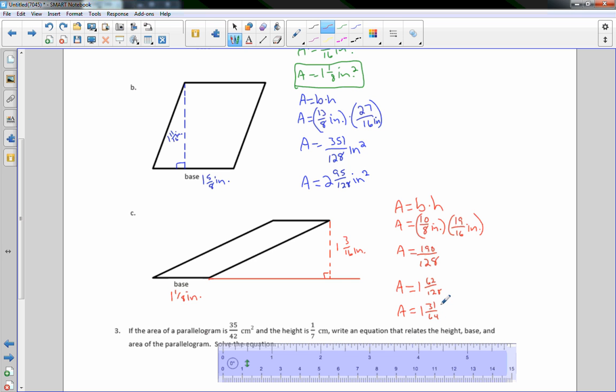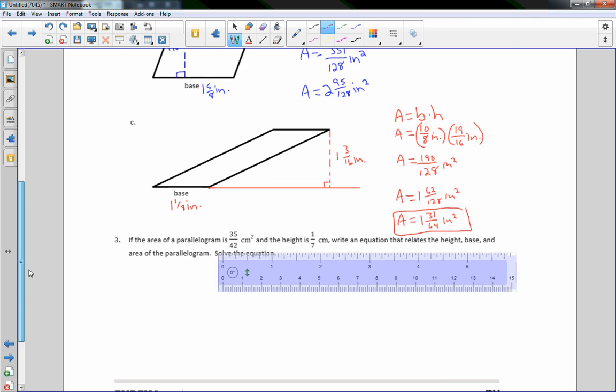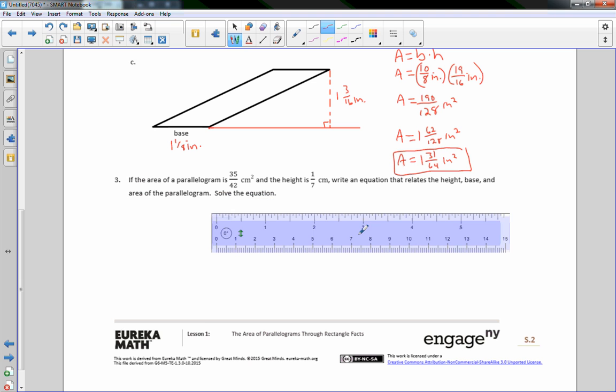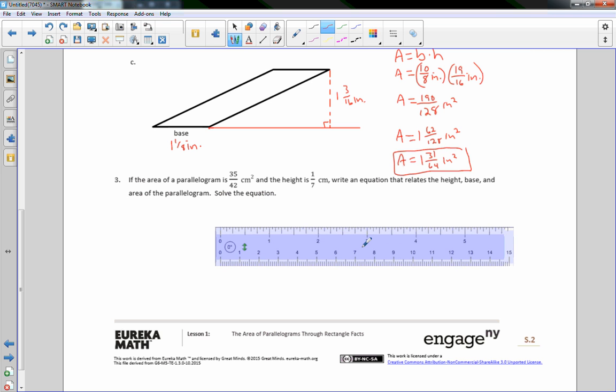31 is prime, so I can't reduce it any further. And inches times inches is inches squared. So the area is 1 31/64 inches squared. Now 32/64 is a half, so it's really close to 1.5 square inches. Okay. Scale threw off my values. They're not as nice as the ones that you probably have on your paper. But you get the idea, I hope, from the procedure.